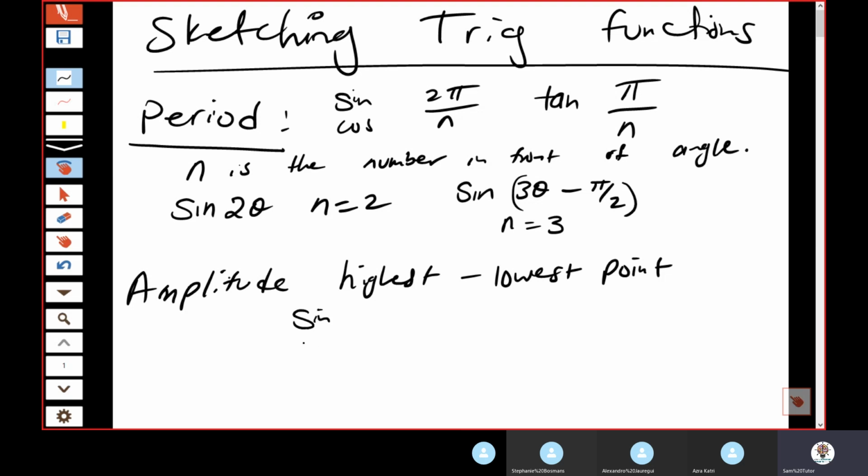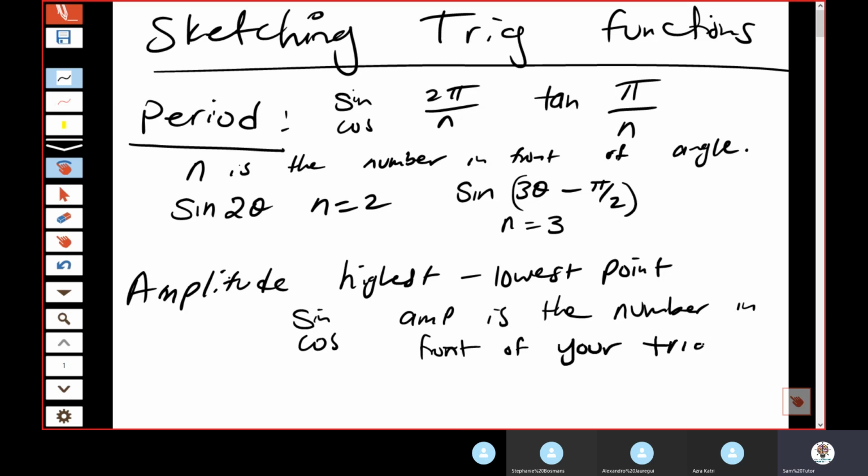For sine and cos, your amplitude is the number in front of your trig. So if it says 2 sine 3 theta, your amplitude is 2, your period is 2 pi on 3.